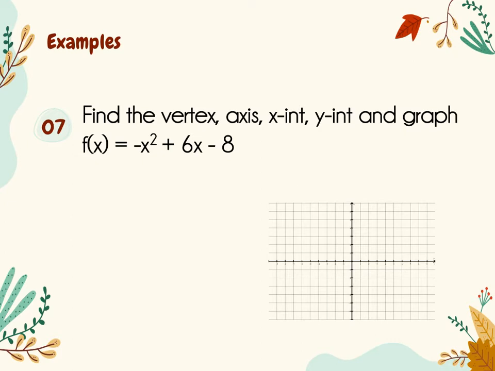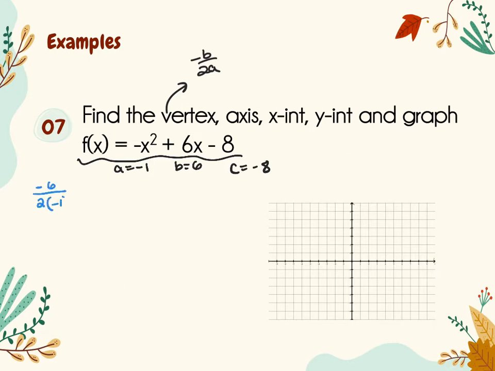So this is quadratic form, right? We have an x squared and an x. So for these to find the vertex, I do the negative b over 2a. So a is negative 1, b is 6, and c is negative 8. We don't need it now, but if we did the quadratic formula, obviously c would be negative 8. To find the vertex, I'm going to do negative 6, because that's negative b, over 2 times negative 1, because that's a. Negative 6 over negative 2 is 3. And that is the x coordinate of my vertex.